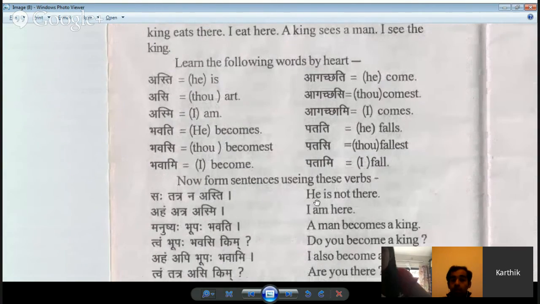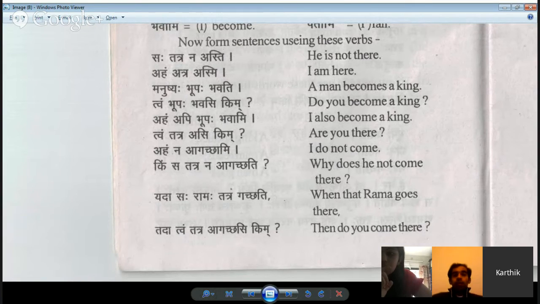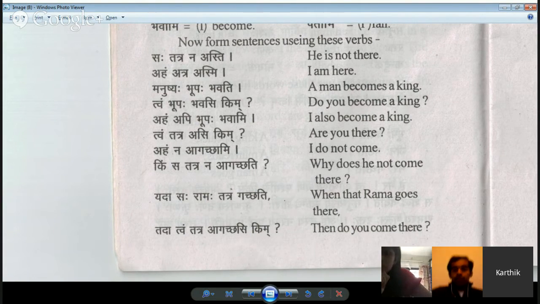Now we'll look at more sentences. Saha tatra na asti. He is not there. We saw Saha tatra na khadati. He does not eat there. Like that now we have Saha tatra na asti. He is not there. Aham atra asmi. I am here. Manushyaha Bhupaha bhavati. The man becomes a king. He will become a king. Tvam Bhupaha bhavasi kim? Do you become a king? Ahamapi Bhupaha bhavami. I also will become a king.